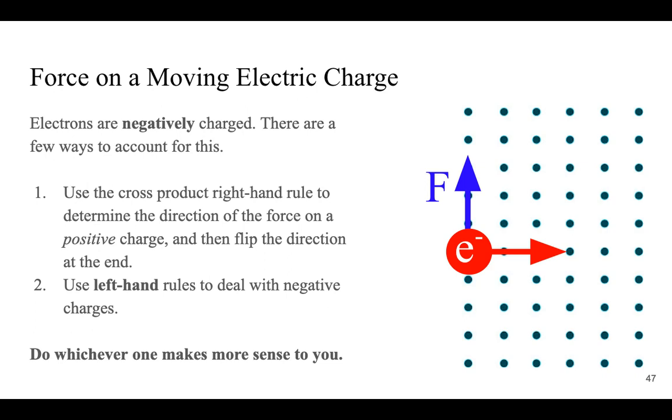So first try with your right hand. Hold your hand in front of your face, point your thumb to the right, point your fingers towards you, and notice your palm is pointing down. So that's saying the force should be going down, but oh wait, it's an electron. Those are negatively charged, so I've got to flip it. The force would actually be going up.